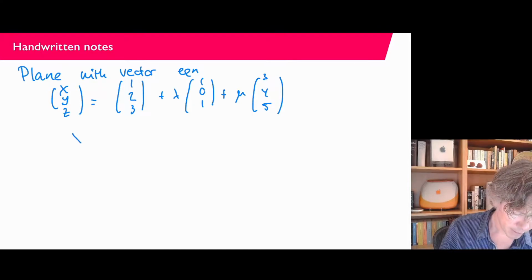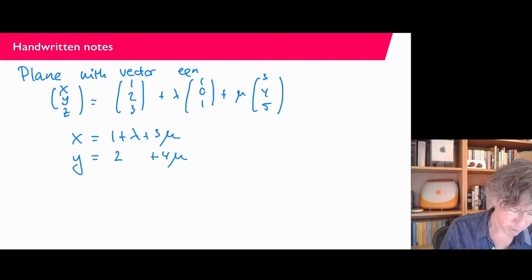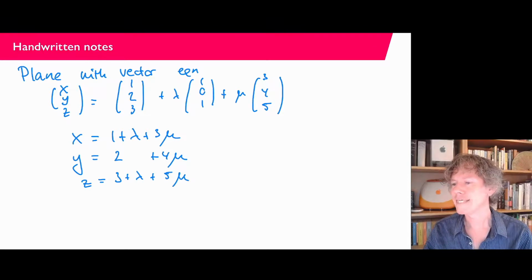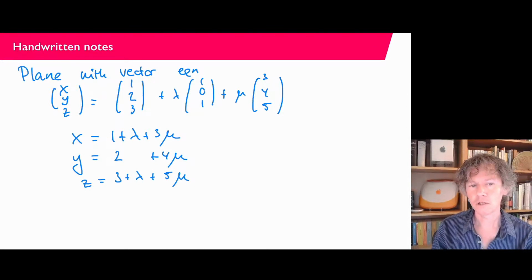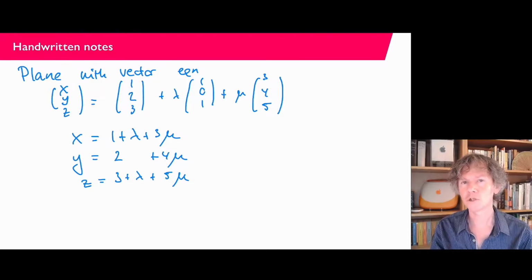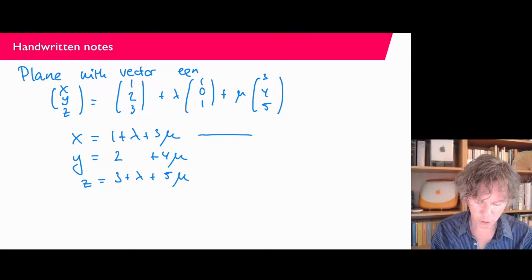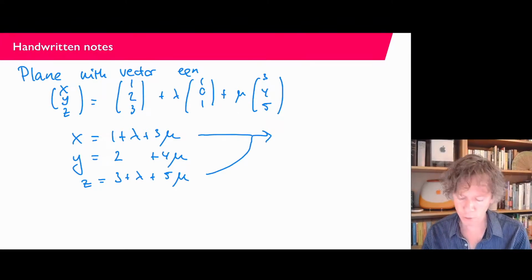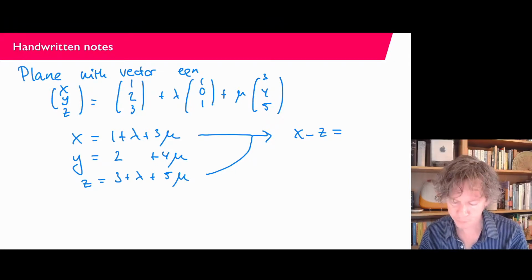If I write this out, I find x is 1 plus lambda plus 3 mu. I find y equals 2 plus 4 mu, and z equals 3 plus lambda plus 5 mu. Now the idea is I have 3 equations. In these 3 equations I have x, y, z, and lambda and mu. Let's kick out lambda and mu, and then I'm left with an equation that only has x, y, and z in it. So for instance, you could pick the first equation and the last equation, and then if I subtract them, I find x minus z equals 1 minus 3 is minus 2. The lambda drops out, that's why I do it like this, minus 2 mu.